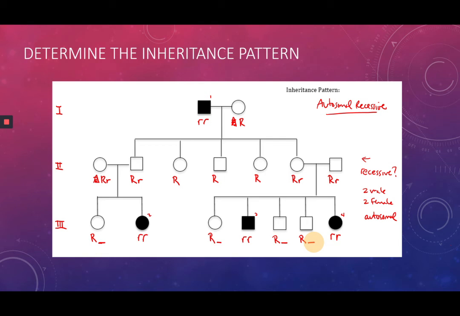Once we have that done, let's move on to the main family, from generation 1 to generation 2. We know that the father is recessive. The mother, we know, is big R. But when you look at all of their children, they have 1, 2, 3, 4, 5 children, and none of them are recessive.